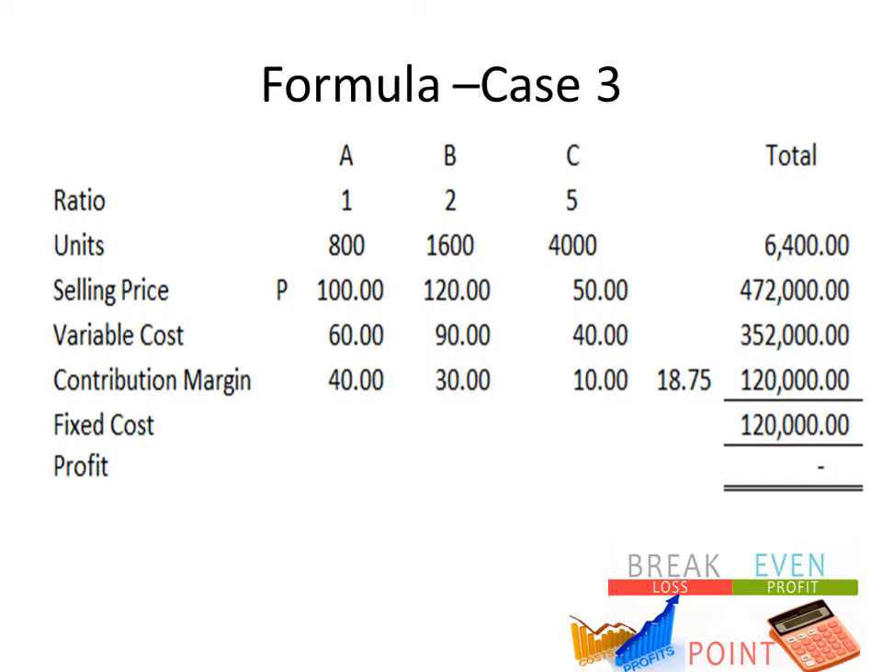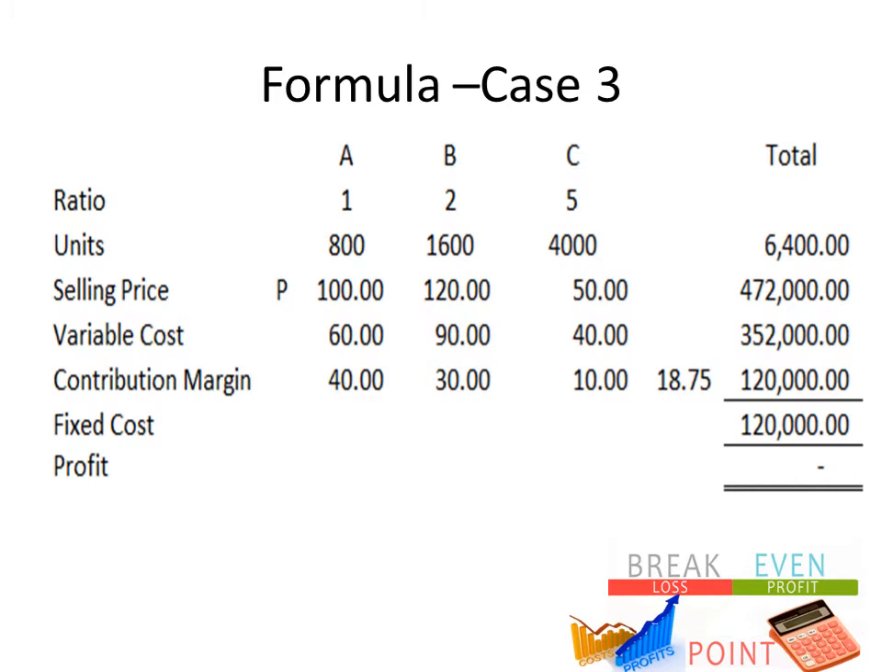So that's 1 times 40, because we get contribution margin by deducting variable cost from selling price. So for A, it's 40, for B, it's 30, and for C, it's 10. We just deduct selling price less variable cost, and then we multiply it by the ratio. So 1 times 40, that's 40. B, 2 times 30, that's 60. And then C, 5 times 10, that's 50. So therefore, our total contribution margin per ratio would now be 150 divided by the sum of the ratio, which is 8. So 150 divided by 8 will give us 18.75.